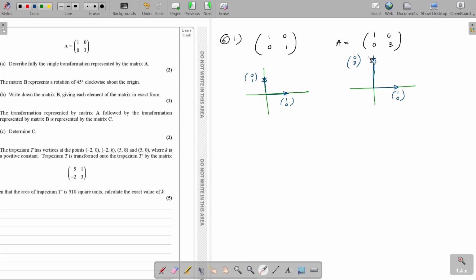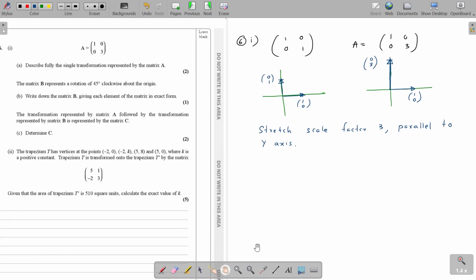So then we say this is a stretch, scale factor 3, parallel to which axis? Parallel to the y-axis. Can you see? Because the x-axis is not stretching at all. X-axis is as it is in the original matrix. The y-axis is being stretched. So always the single transformations are measured with respect to 1, 0, 0, 1.